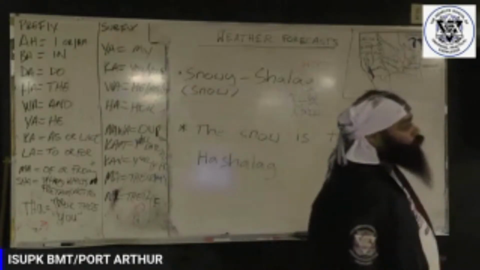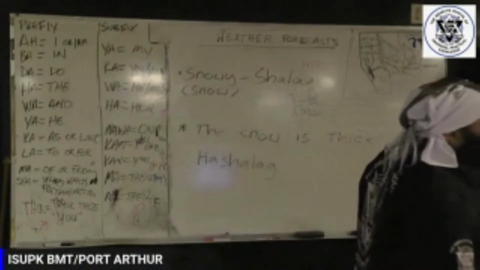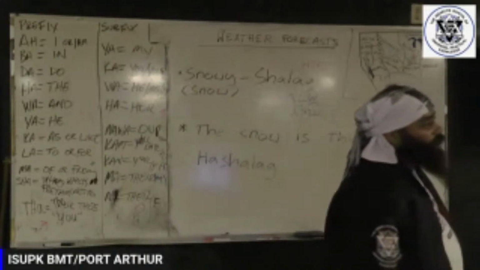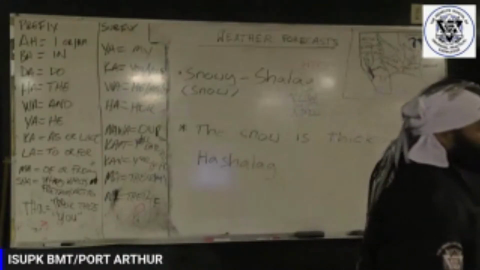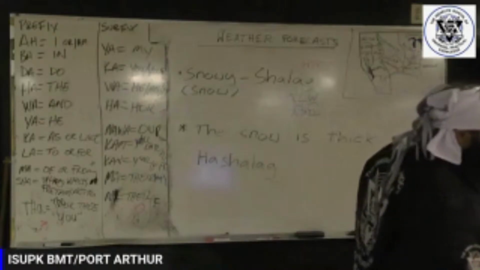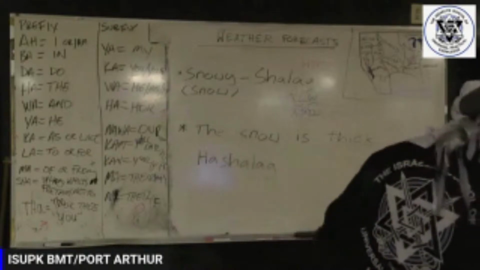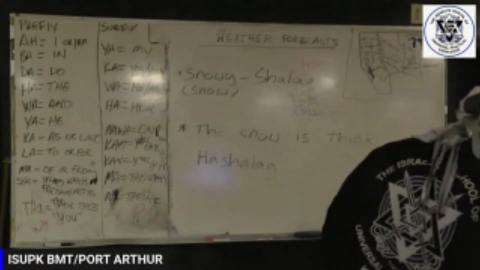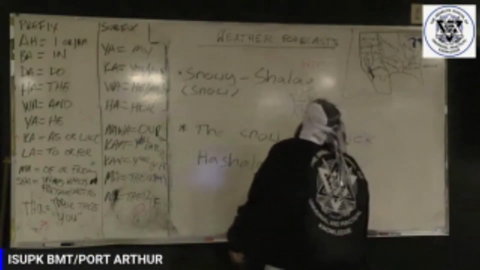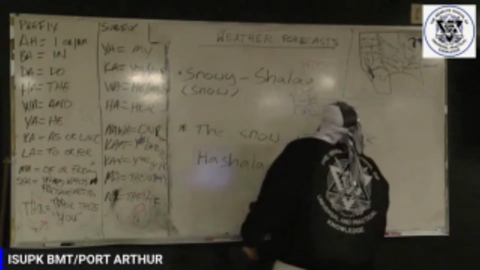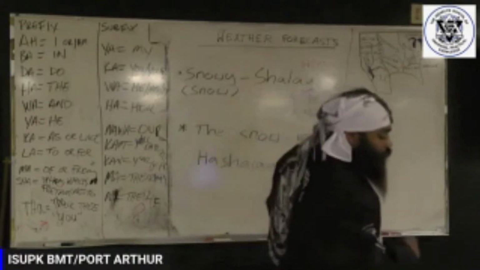How to use the word is, because we have to remember that this language is respective to not only feminine and masculine, but plural and singular. So we can't say is with everything because something might be plural. So we have to be careful of how we say that. But for the most part, we can leave it out. So we're going to say thick or dense. The snow dense. The snow is thick.